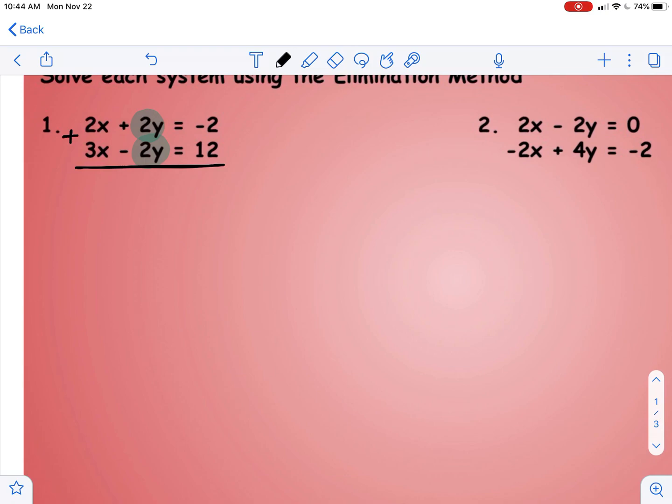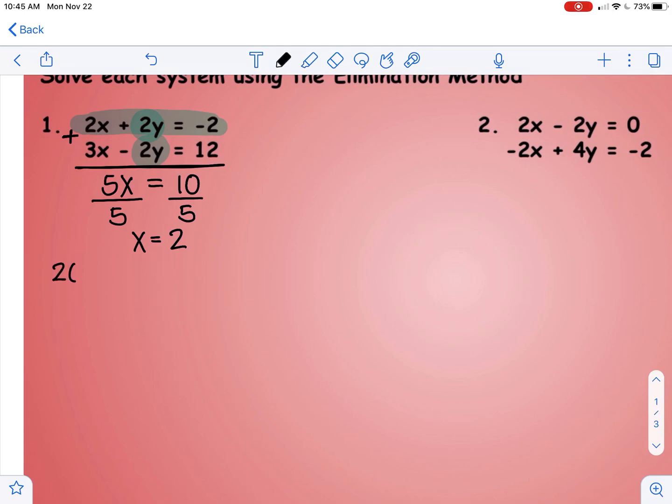And I'm going to do 2x plus 3x, which gives me 5x. 2y plus negative 2y, which is going to give me 0, so I'm not going to have a y anymore. And then negative 2 plus 12, which is going to give me 10. So I've got 5x is equal to 10. I'm going to go ahead and divide by 5 on both sides. So I know now that x is equal to 2. So from here, all I have to do is plug that into one of the equations, and I'm just going to use the top one here.